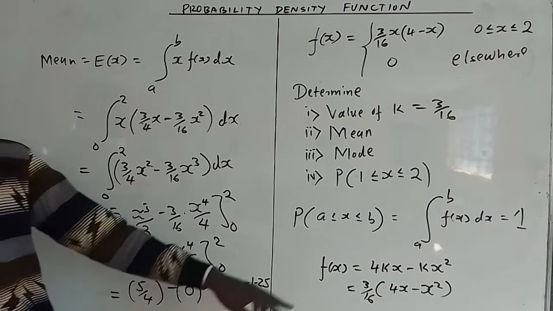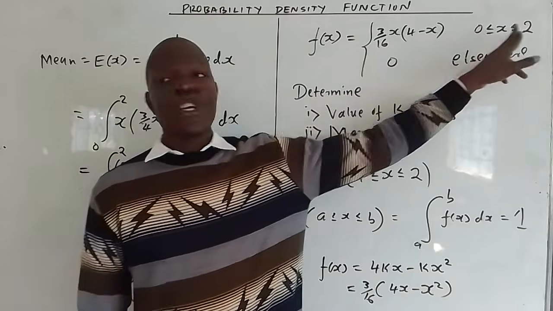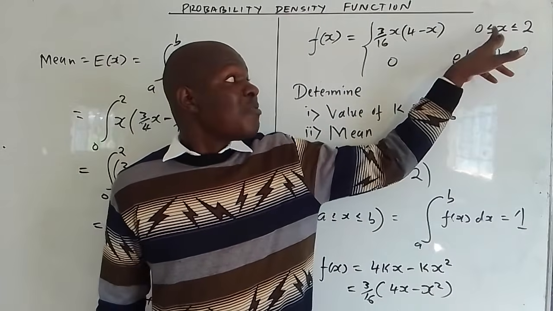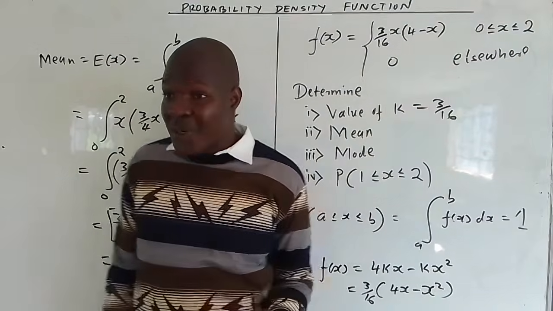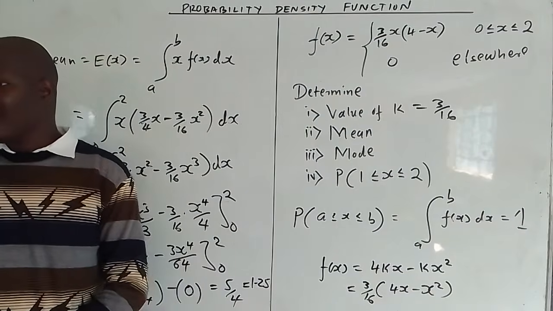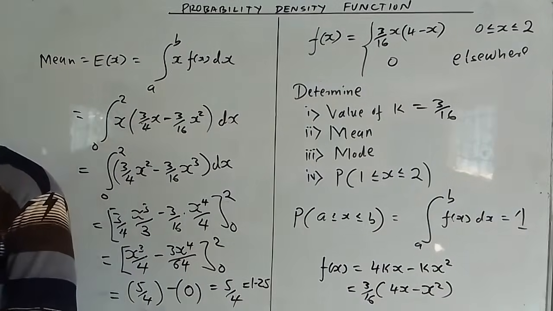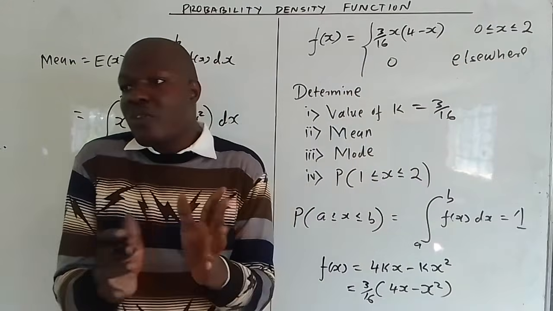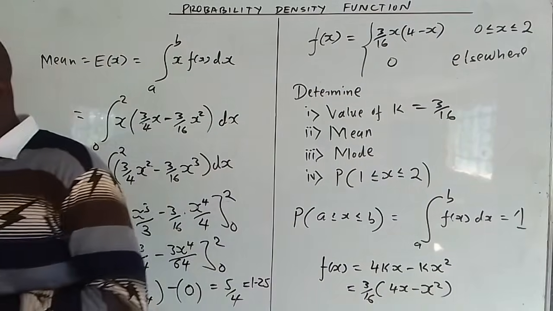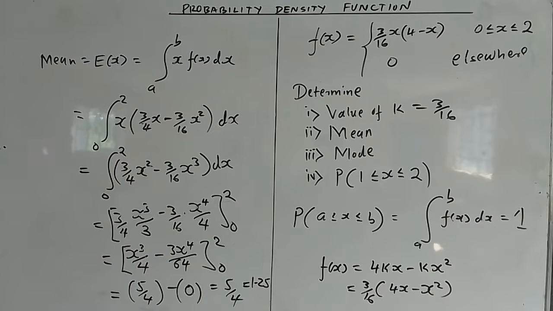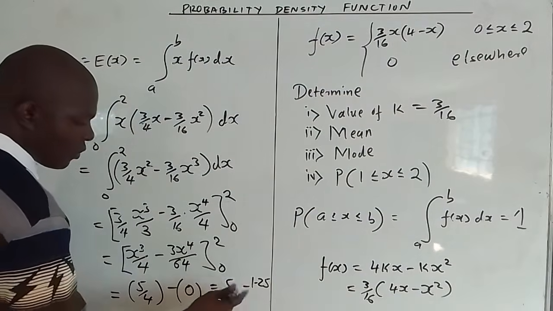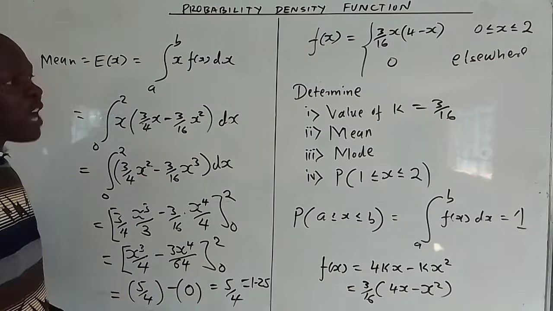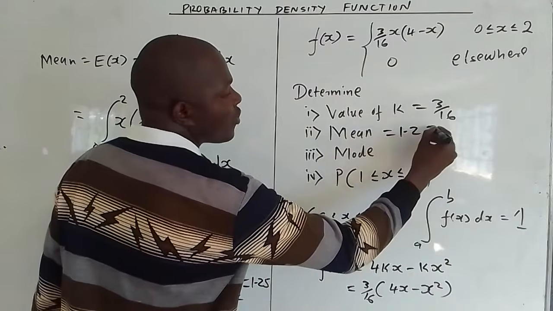So you can see the values of x are ranging from 0 to 2, meaning the mean must be between 0 and 2, which you've seen here is 1.25. Are you seeing that? Because the values of x are ranging from 0 to 2. So for you to get the mean of all those values of x, it must be a value between 0 and 2. Are we together? Good. So that is how to determine the mean. So having seen how to determine the mean, we found the mean is 1.25.